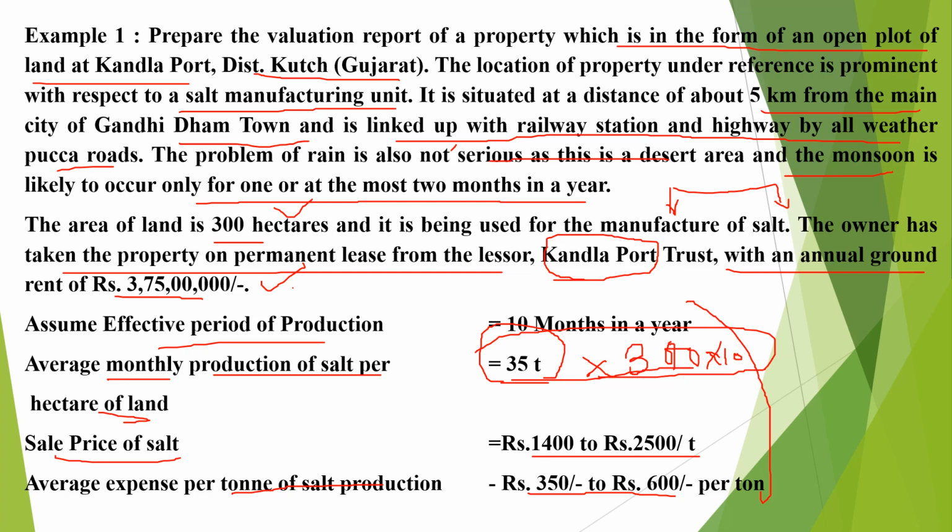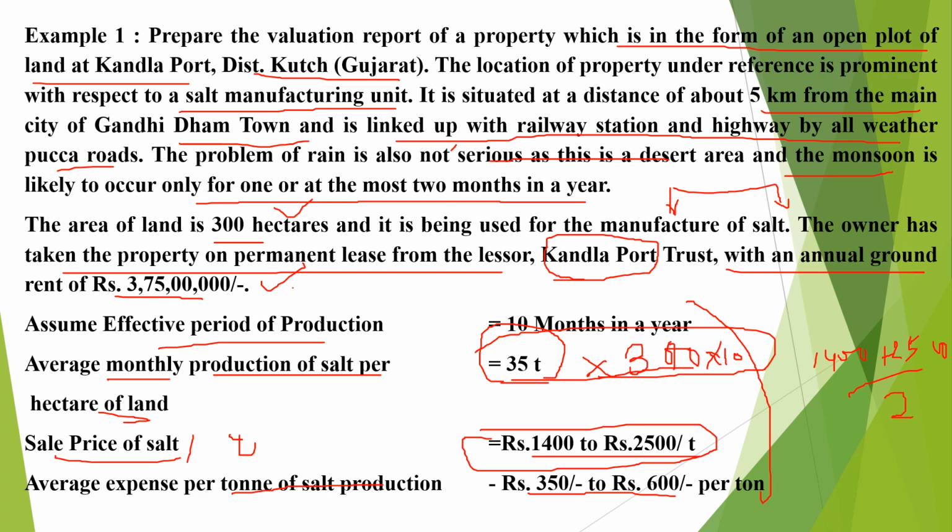So next, this is the salt price per unit, or per ton you can say. You can calculate its average, which will be 1400 plus 2500 divided by 2. That will give you the average price of the salt per ton.